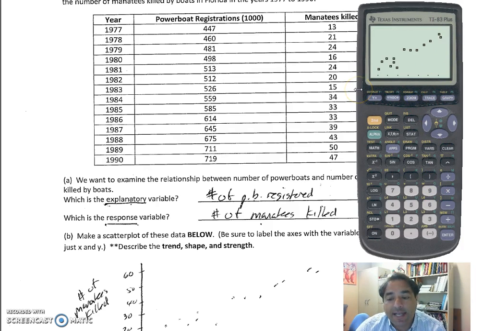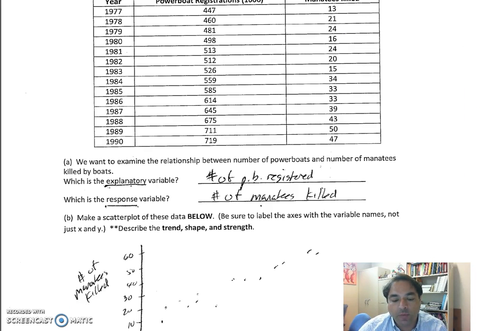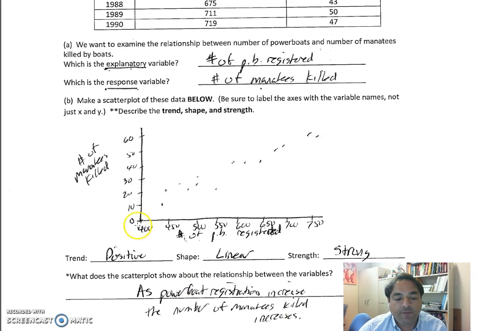Now, does it work? Yes, but I'm not going to recommend using zoom 9 at this point. Because if I go to window, notice it went from 419.8 to 746.2, counting by 44.25s. That's not what we would do. Same thing for the Y, 6.71 to 56.29, counting by some odd number. It works, but it doesn't do a great job. So what I would recommend is hitting window and creating the window based on what we have here. So X minimum, 400, X maximum, 750, counting by 50s. Y minimum, 0, Y maximum, 60, counting by 10s.